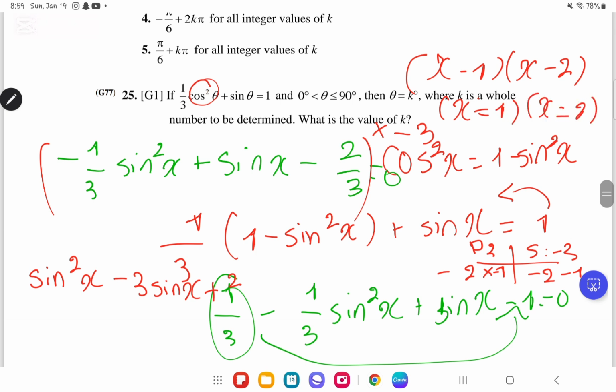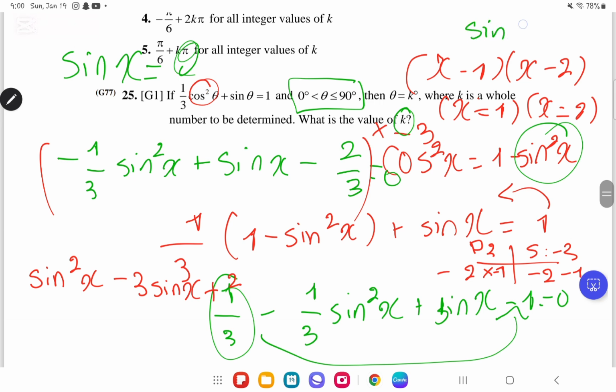Now they told us to find the value of k. They told us it's between 0 degrees and 90 degrees. Okay, first thing we need to know is that we are looking for what? We are looking for theta. And we are dealing with sine x. So sine x is equal to theta. We know that sine is between 1 and minus 1.